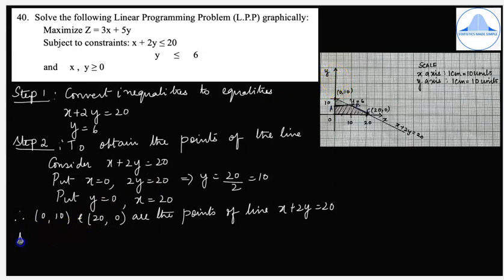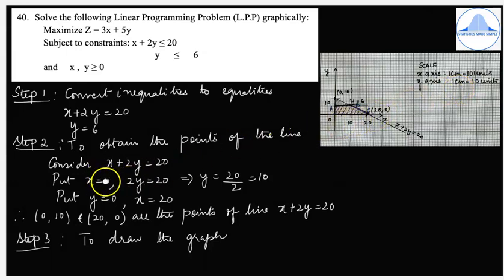Step 3 is to draw the graph. On the x-axis, I'm taking 1 centimeter as 10 units. On the x-axis, I have the origin 0, then at 1 centimeter I have 10, and the next centimeter I have marked 20. Similarly, on the y-axis, I have taken 1 centimeter as 10 units. Don't forget to write the scale: x-axis 1 centimeter is 10 units and y-axis 1 centimeter is equal to 10 units.